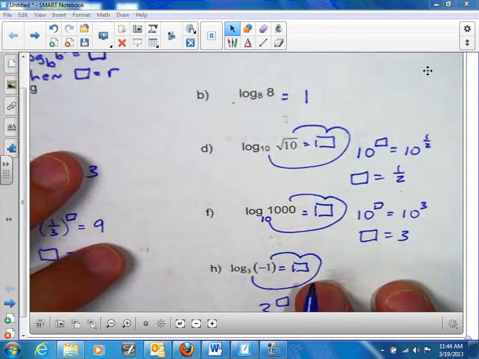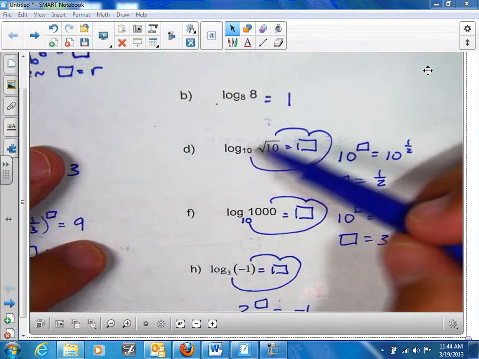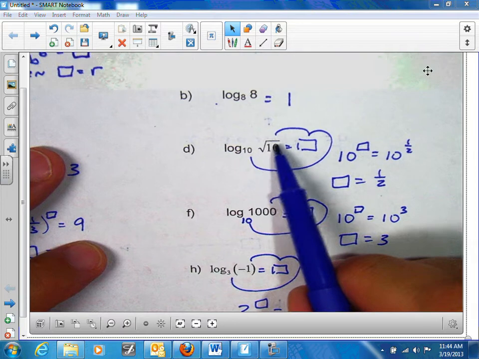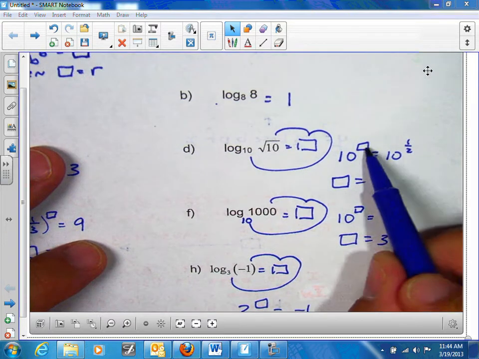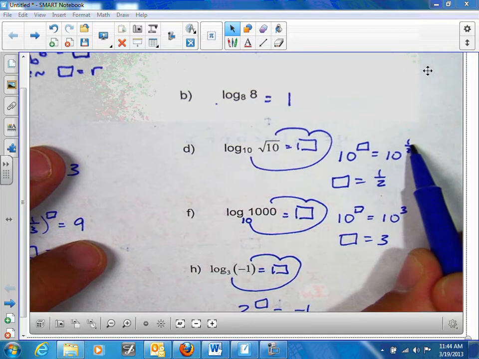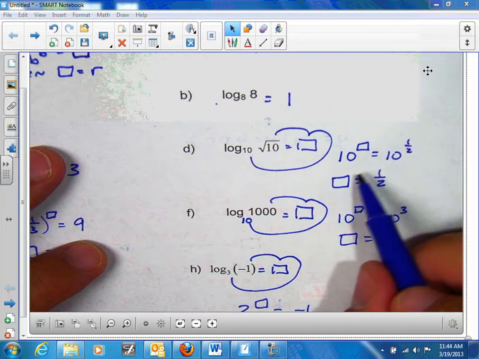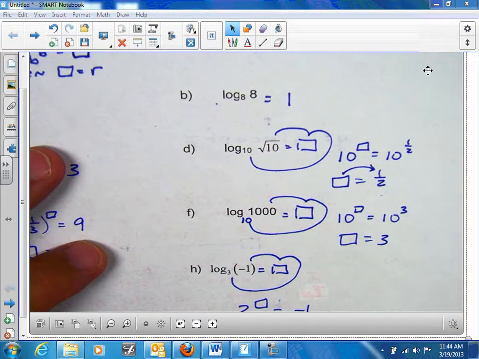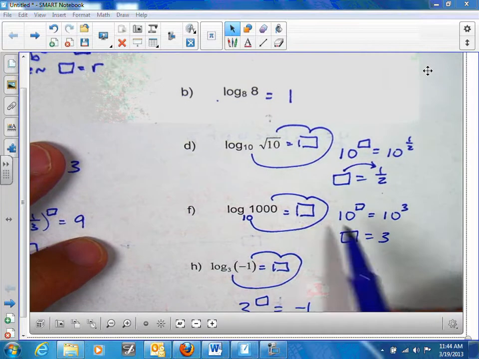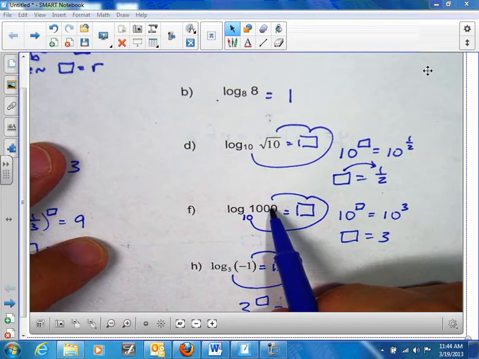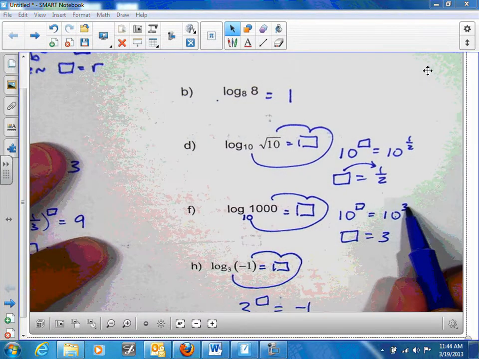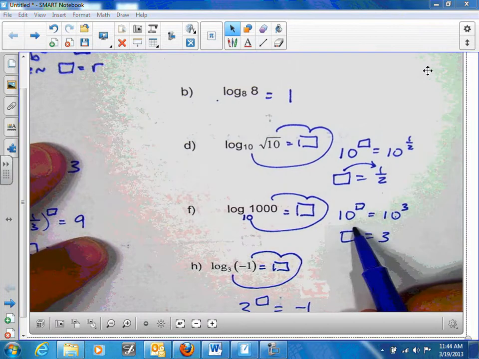Let's go to this column here. I've already done b, so let's look at this one. I rewrote this square root of 10 as 10 to the 1/2. So 10 to the blank power is equal to 10 to the 1/2. In order for these to look the same, this has to be a 1/2. And 10 to the blank power is 1,000. I rewrote 1,000 as 10 to the power of 3, so that blank has to be a 3.